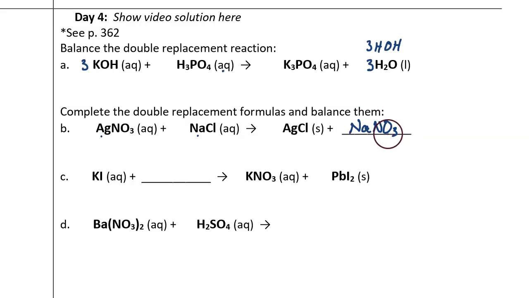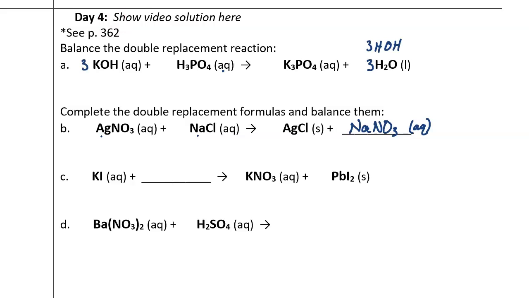Now don't just write NaNO3 and think you're done. You got to think about charges. The charge on sodium is positive 1 because it's in group 1A. The charge on nitrate is negative 1 from the page 268 chart. These do balance each other, so NaNO3 is the correct formula for sodium nitrate. Remember how this other one is going to be aqueous. It's going to still be ions that are dissolved in water.